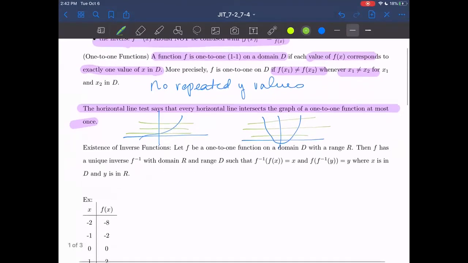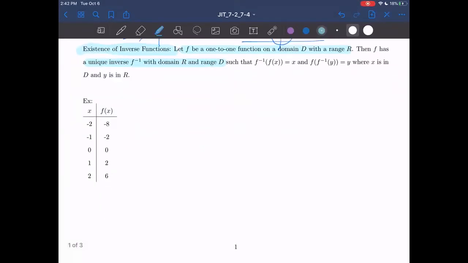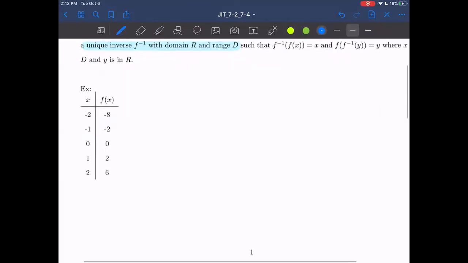All right, so we can use this to look at the existence of inverse functions. If our function is 1-to-1, then it has a unique inverse. That follows our inverse definition. All right, we can do a concrete example. So we've got a table like here, and we can do a couple compositions.